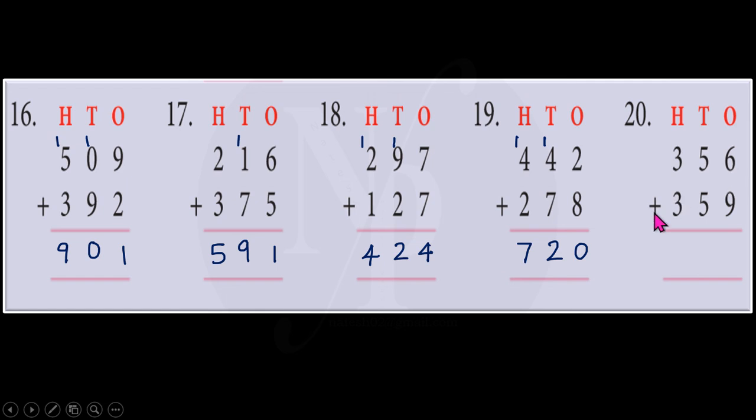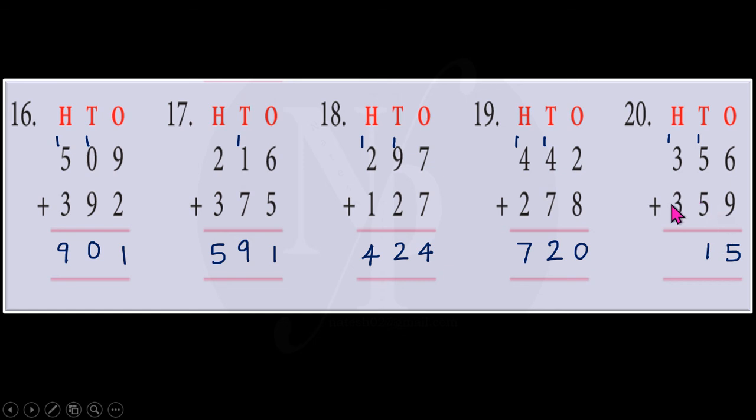356 plus 359. We add 6 and 9. 6 plus 9 is 15. 15 ones are regrouped as 100 and 5 ones. Now we add the digits in tens column. 5 plus 5 is 10. 10 plus 1 is 11. 11 tens are regrouped as 100 and 10.